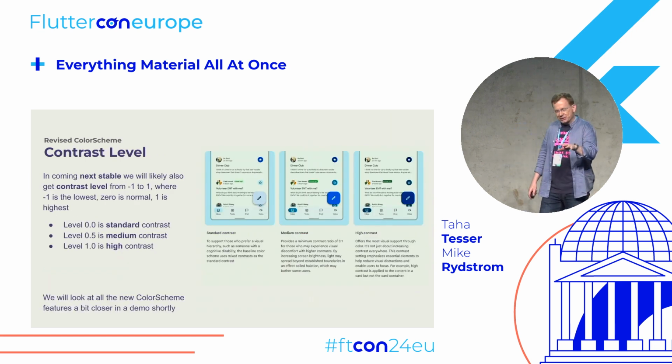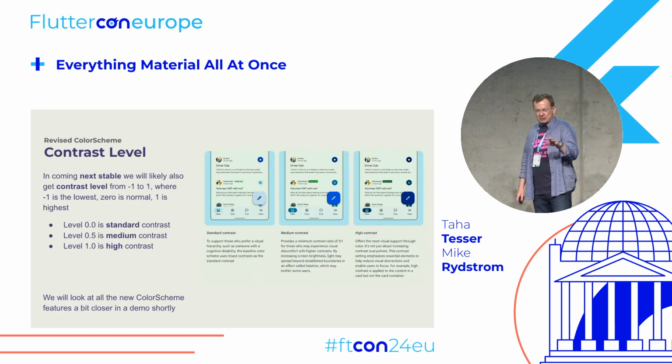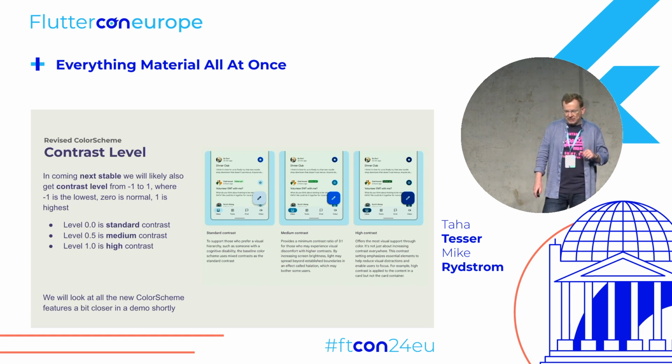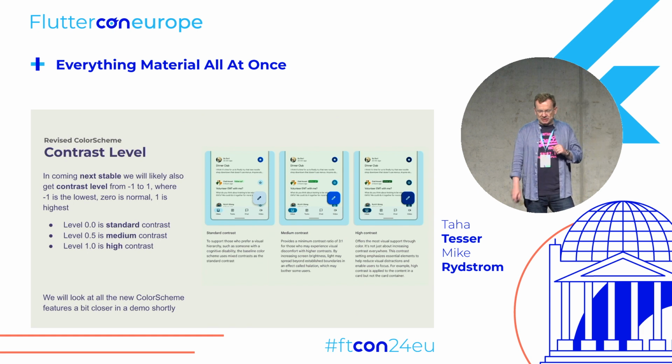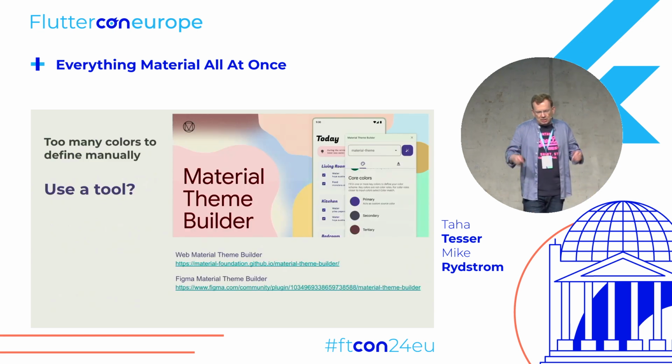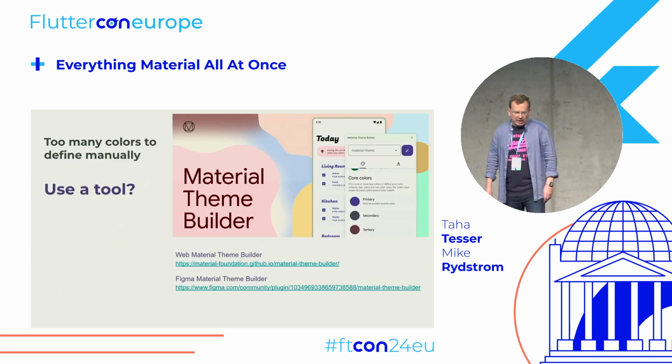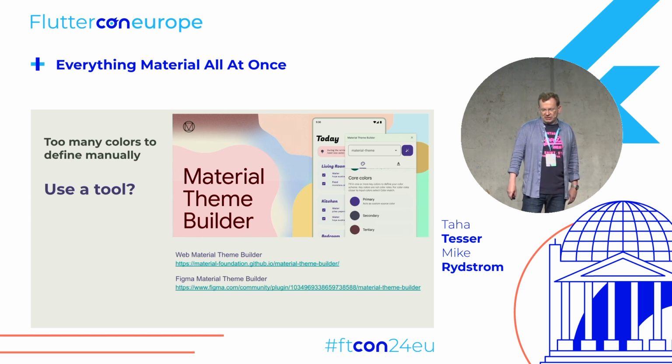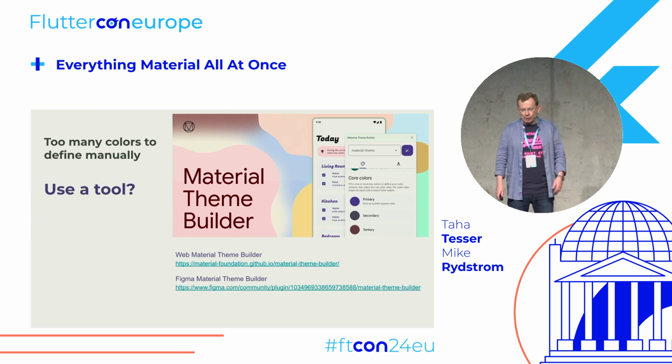A new thing that is not in Flutter stable, but it's in master, so it's landing soon, and it exists in the Material spec guide, is contrast level, where we by default have the standard one that you see, and then you have a medium and a high contrast. This is coming to color scheme generation as well, probably in the next stable release. So this is all too many colors to define manually. So what do you do? You use a tool, Material Theme Builder or a Figma tool, for example.